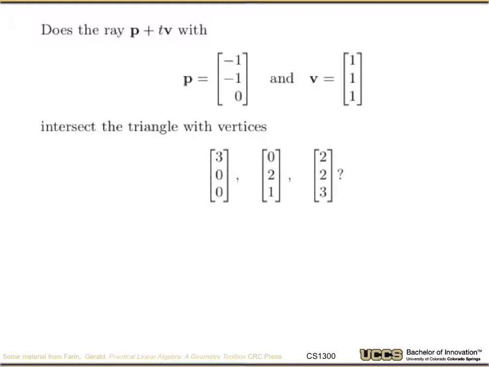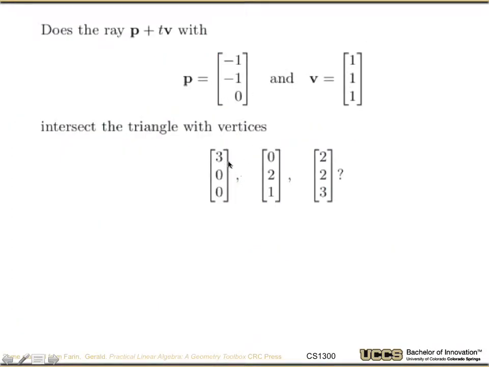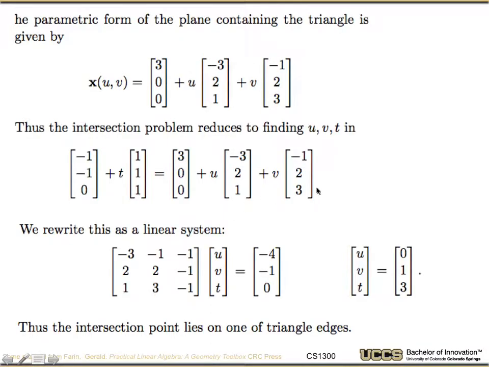Okay, welcome back. Let's look at how we solve this ray intersection with a triangle. It's a little bit more complicated because we want to know where we hit the triangle. We want to make sure we're inside, so we're going to represent the parametric form of the plane containing the triangle. So if we go back, we have our points (3, 0, 0), (0, 2, 1), (2, 2, 3). We're going to take a point plus u times another point minus one of the other points of the triangle, and v times, again, the triangle's other points.